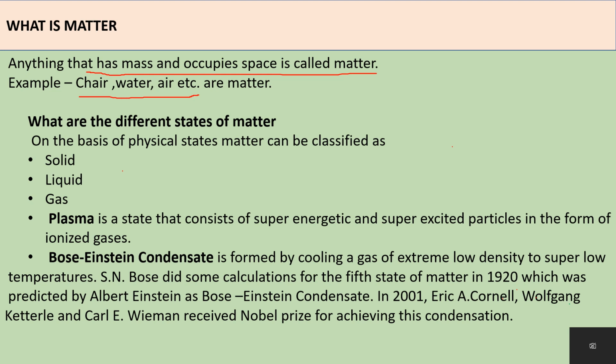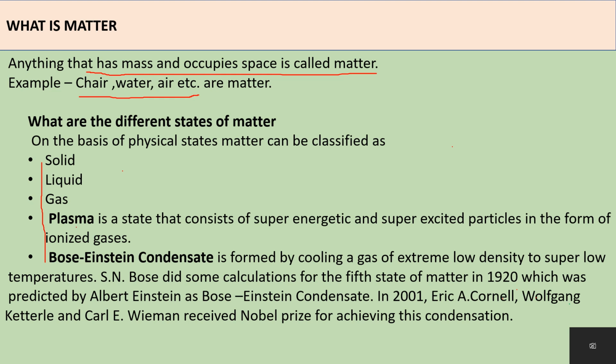Modern scientists have classified matter based on the physical properties and chemical nature of matter. On the basis of physical properties, matter is classified into 5 types: solid, liquid, gas, plasma, and Bose-Einstein condensate. Solid, liquid, and gas you already know from your previous classes, and we will be doing in detail about these three in our next slides. Let us see here what is plasma and Bose-Einstein condensate.